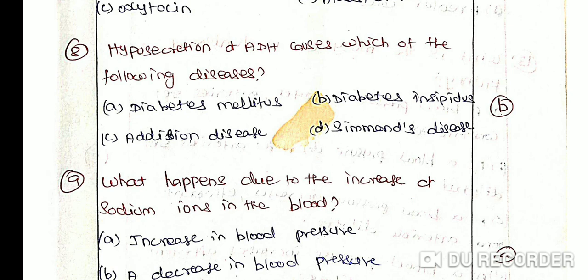Next question: hyposecretion of ADH causes which of the following diseases? Option A diabetes mellitus, option B diabetes insipidus, option C Addison's disease, option D Simmonds' disease. The correct answer is option B diabetes insipidus. Explanation: hyposecretion of antidiuretic hormone causes diabetes insipidus. Example: urine without glucose. Hyposecretion of aldosterone causes Addison's disease, which is characterized by darkening of the skin.